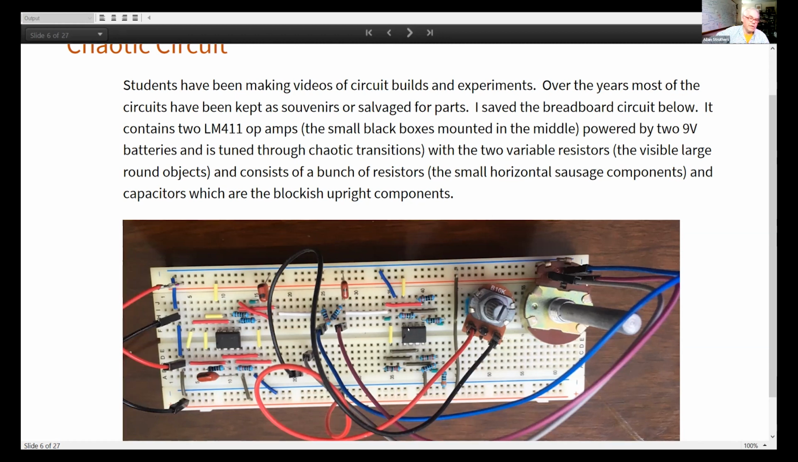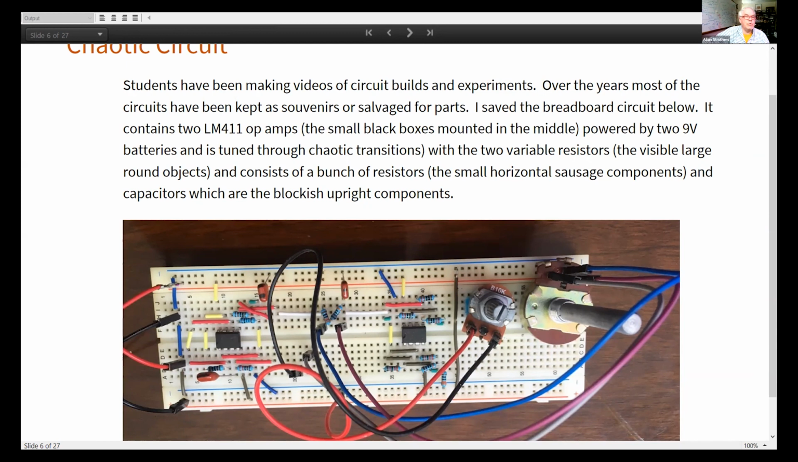This little square thing sitting in the intermediate thing is called an op-amp. That is actually an LM411, I think, but I can't read the number on it. And these square things are capacitors. And all the wires are connecting it. And the power runs down the side of this, and it's powered by a 9-volt battery.